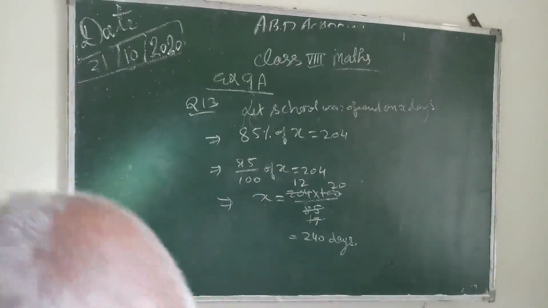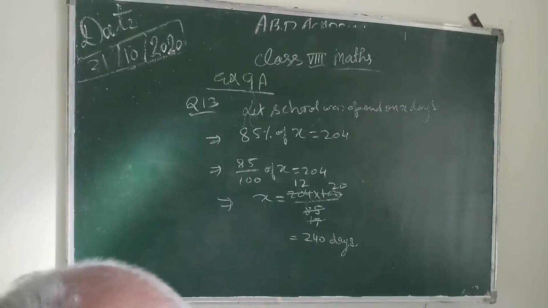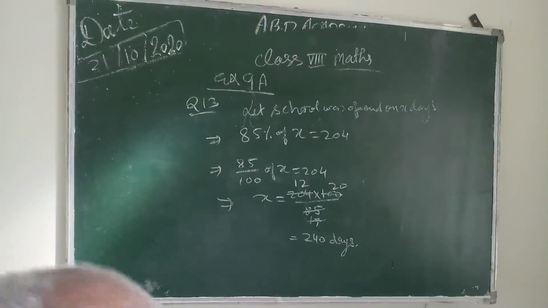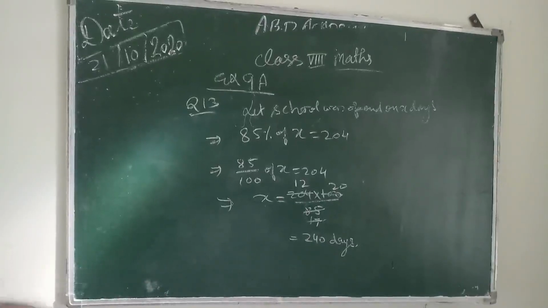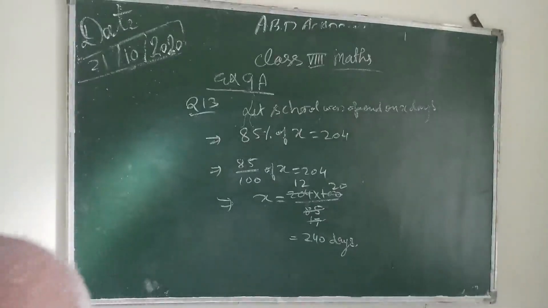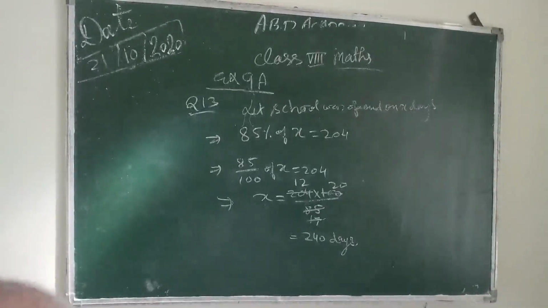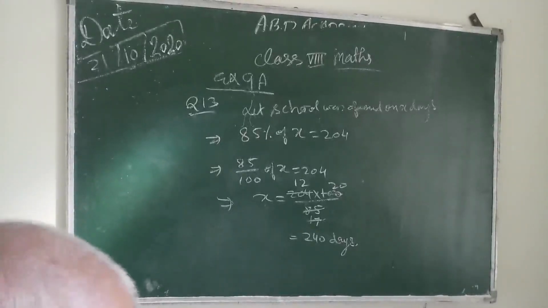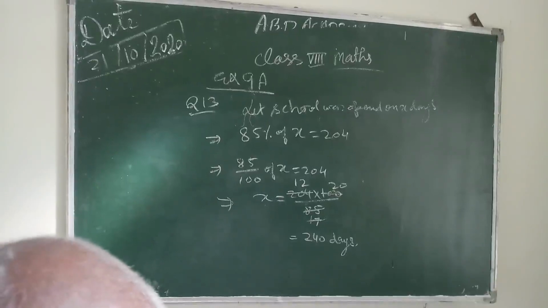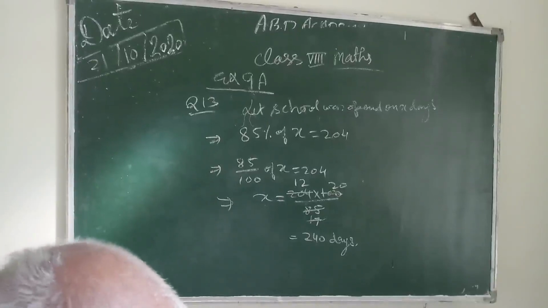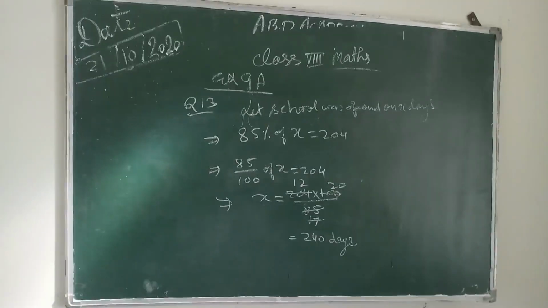So here we have finished up to question number 13. 23 questions are here. Then there will be an objective exercise and your board book which is prescribed for you. So you will do sums from that book. In another video, I shall try to complete the whole exercise. So let us finish over here.